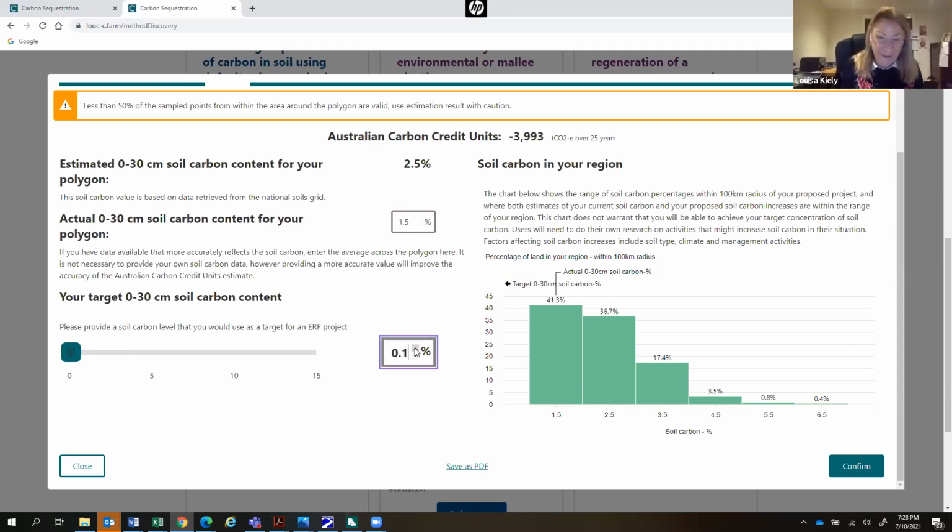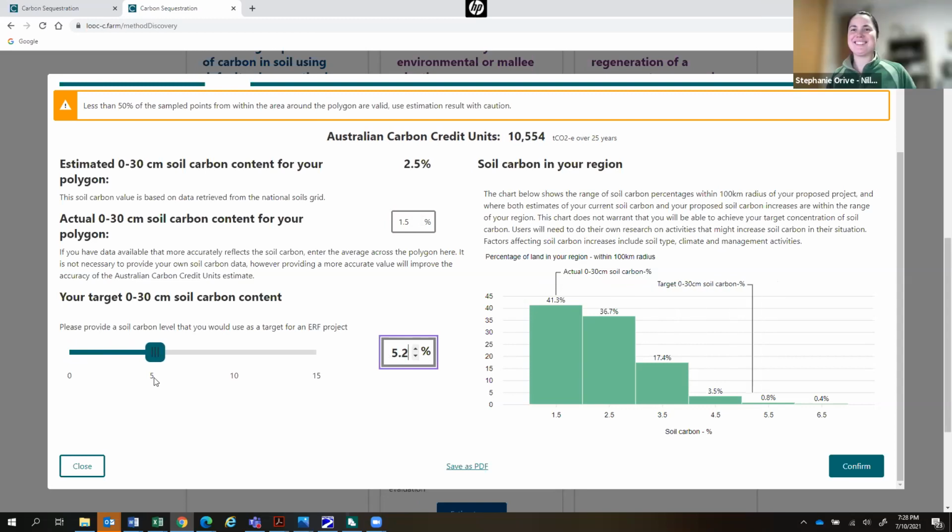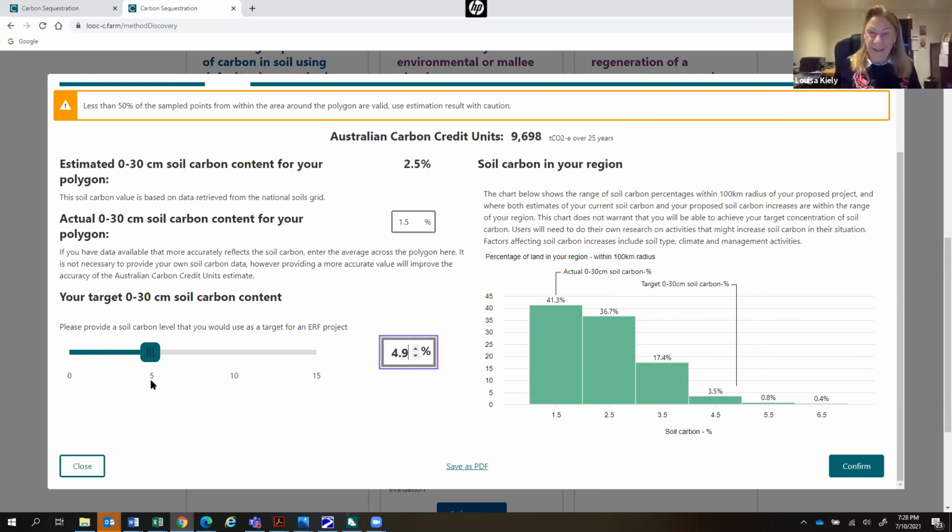Now, our target, okay, what are we going to target? And this is where you get to play around with it a little bit. Okay, and you can see the things that are moving there. Yeah, why not? Right. You are ambitious.